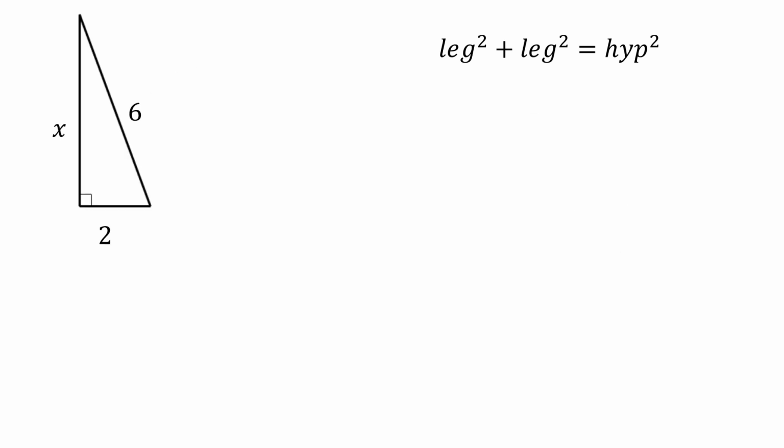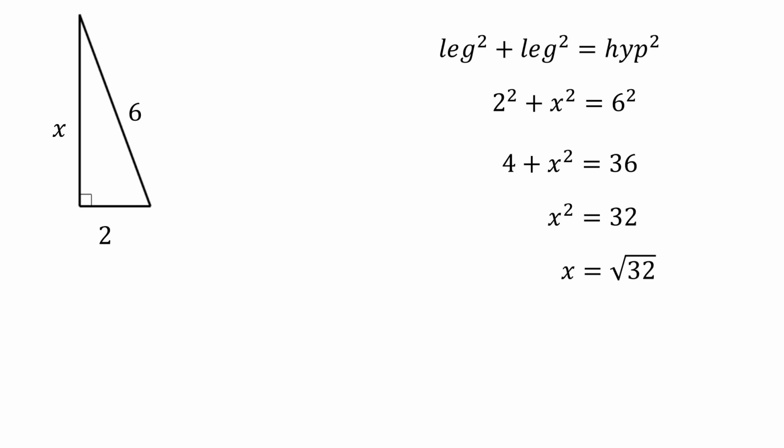Here's another example. If we plug in 6 for the hypotenuse and 2 for the leg, do the math, subtract 4 to isolate the x squared, we now find out that x is not a whole number. But that's okay. Radical answers are very common in the Pythagorean theorem. Remember, you can simplify that radical by expressing it as 16 times 2 and ultimately get a simplified version of that.